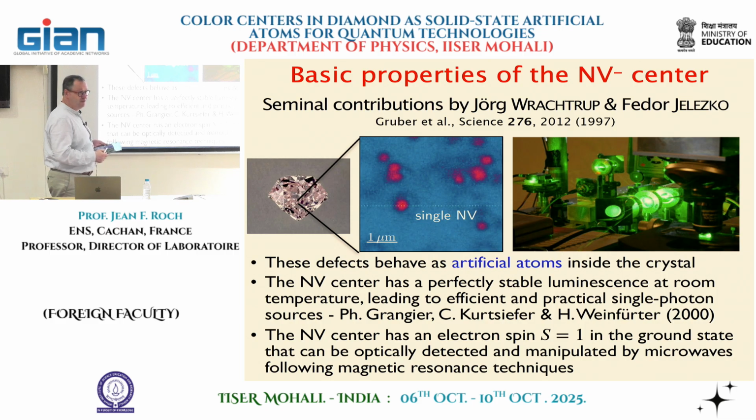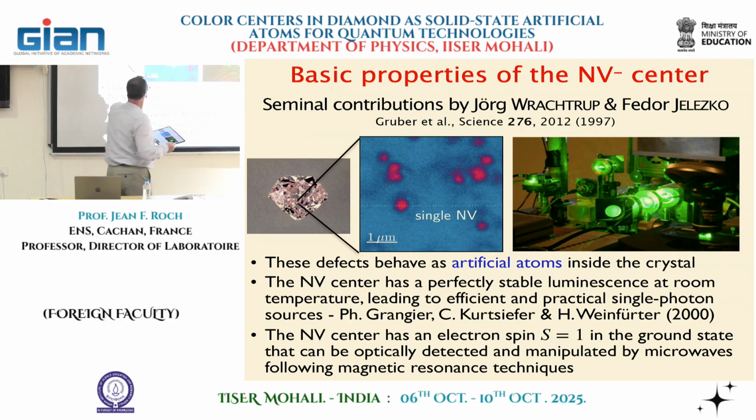There was beautiful, pioneering work done by Philippe Grangier in Saclay, and Kurtsiefer and Weinfurter in Munich, just a few years after the NV center was discovered. It also has an electron spin, as we will see, in the ground state that can be optically detected and manipulated by the combination of microwave and optical detection, following the techniques we discussed yesterday.